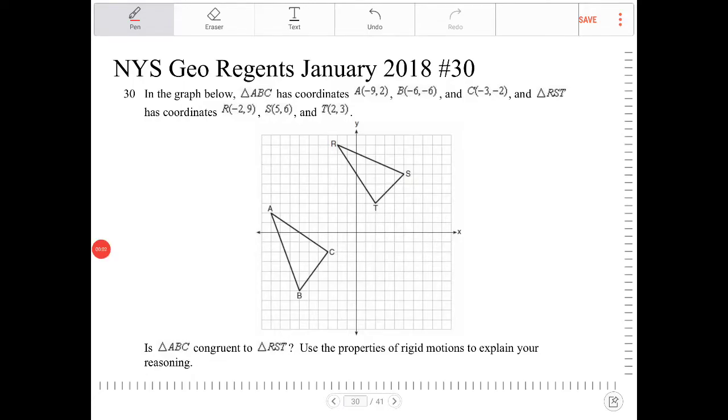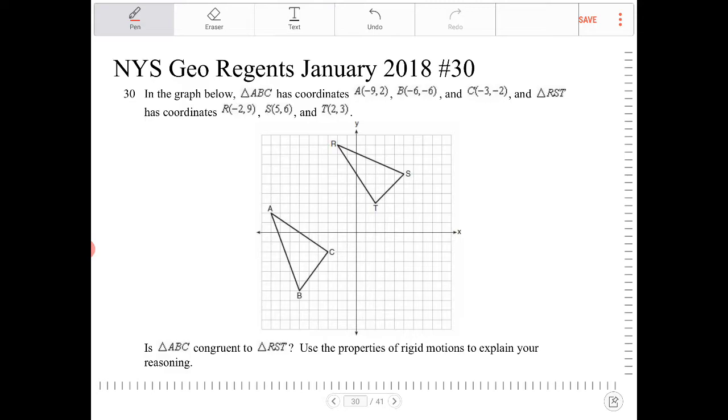In the graph below, triangle ABC has coordinates A (-9, 2), B (-6, -6), C (-3, -2), and RST has coordinates of R (-2, 9), S (5, 6), and T (2, 3). Is triangle ABC congruent to triangle RST? Use the properties of rigid motions to explain your reasoning.